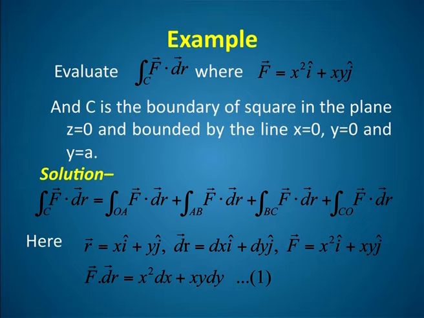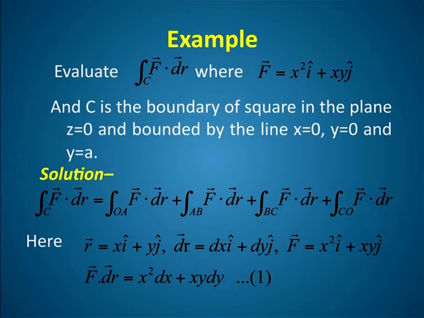Here the square is on the first quadrant of the xy plane. The solution of this problem is as follows. The integral over C of f dot dr is equal to the sum of four integrals. The first integral is along OA, the second is along AB, the third is along BC and the fourth is along CO. Here the integral over C of f dot dr becomes the summation of integral OA f dot dr plus integral AB f dot dr plus integral BC f dot dr plus integral CO f dot dr.